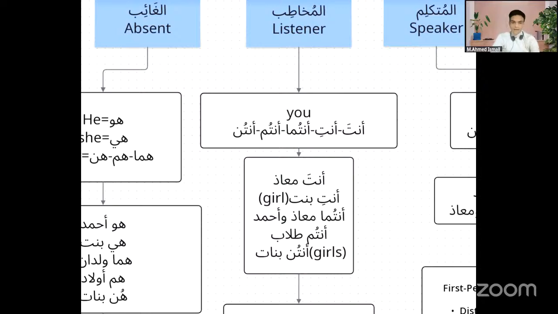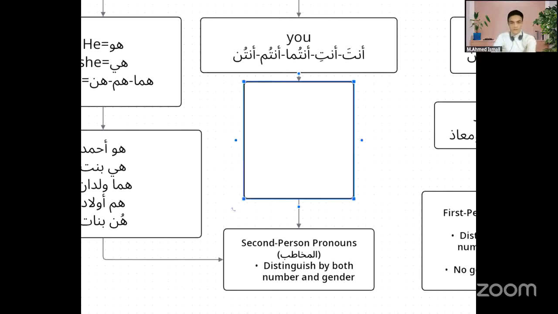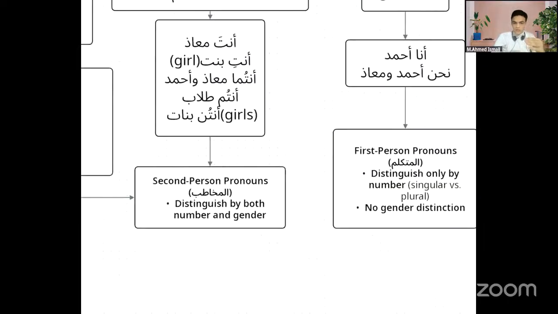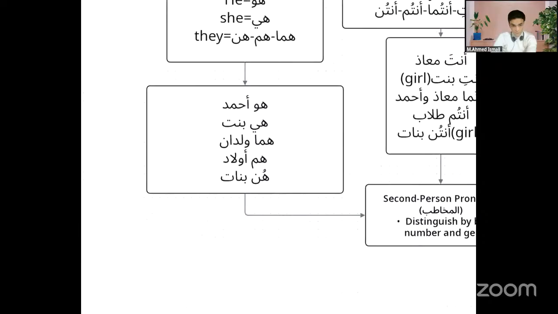By the way, antunna banat here means you are girls, because the word bint is girl and banat is girls. Okay. So next, by the way, this is what I spoke about in the pronouns for the first person, the mutakallim. We just make a difference between the number, but we never mind about the gender. But for the mukhatab and for the ghaib, we should make a difference between the number and the gender also. We actually focus on both of them, like anta, anti, antum, antunna, and of course we have antuma in the middle.